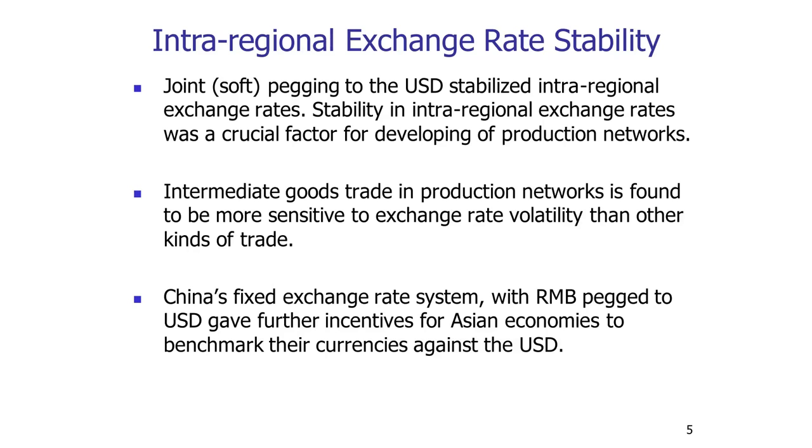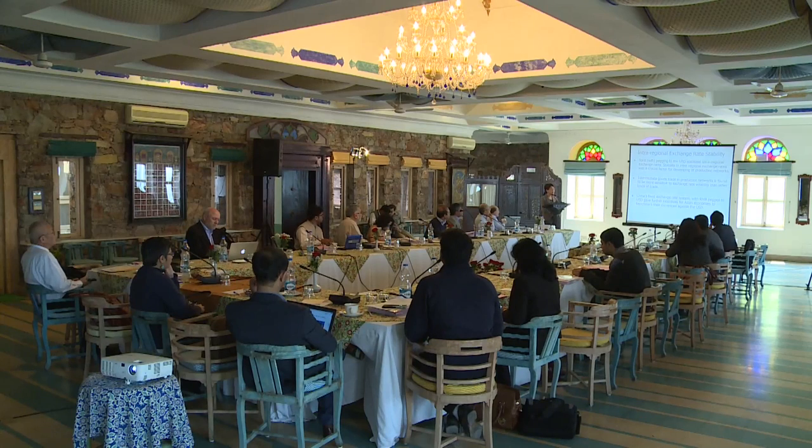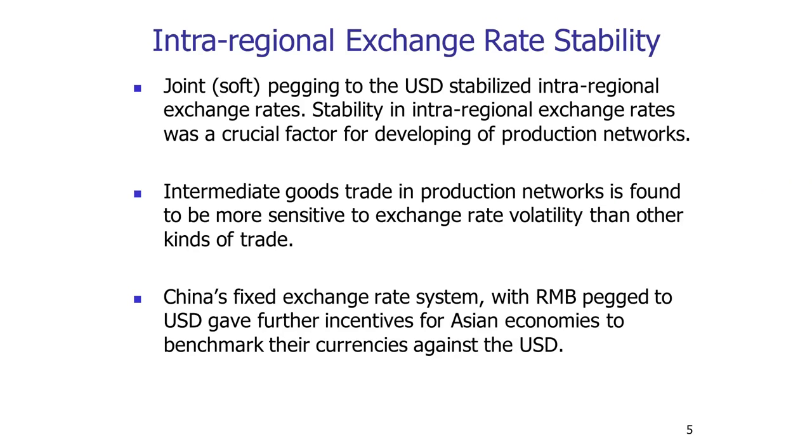By jointly pegging to the US dollar, we managed to achieve stable intra-regional exchange rates. This stability in the intra-regional exchange rates is actually a crucial factor for developing the production networks. It has been found that intermediate goods trade in production networks is more sensitive to exchange rate volatility compared to other kinds of trade. Meanwhile, the renminbi's peg to the US dollar gives further incentives for the Asian economies to benchmark their currencies against the US dollar.